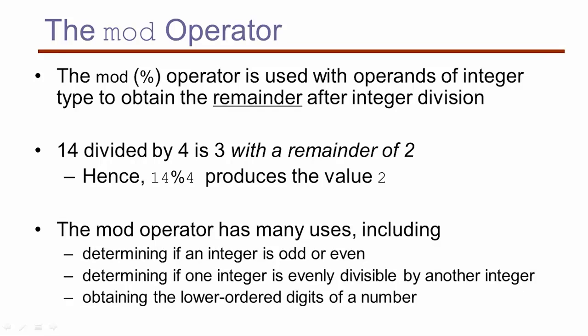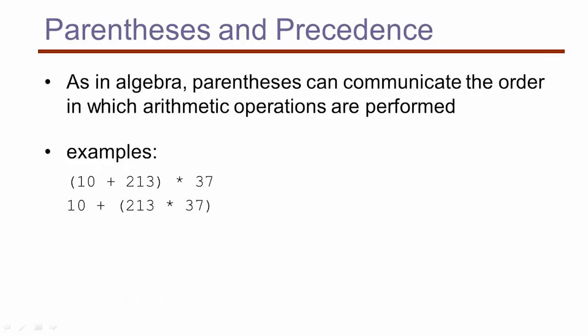It can be used to easily determine if an integer is even or odd. We can determine that by doing mod division by 2 and seeing if the result is 0, meaning that the number was even, or 1, meaning that the number was odd. When creating expressions, you can use parentheses just as you do in mathematics to force a specific order of operations. In the examples shown, we can use parentheses to force the addition to occur before the multiplication, or to force the multiplication to occur before the addition.